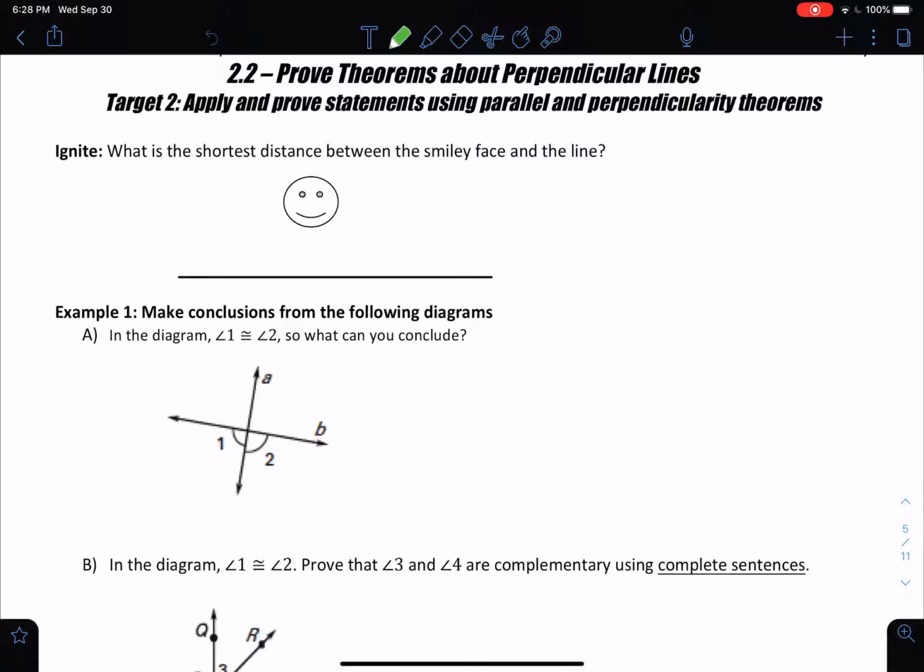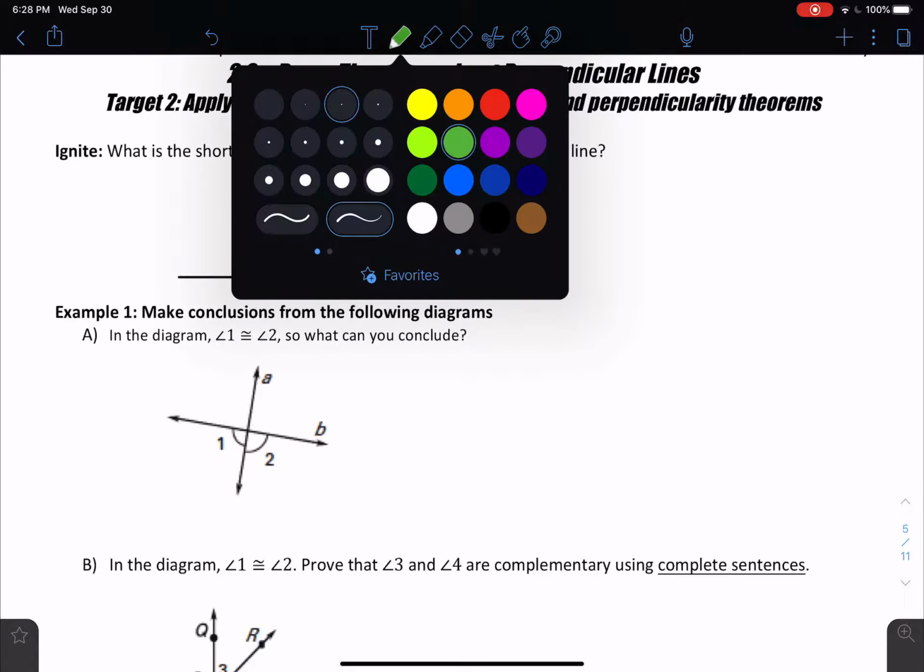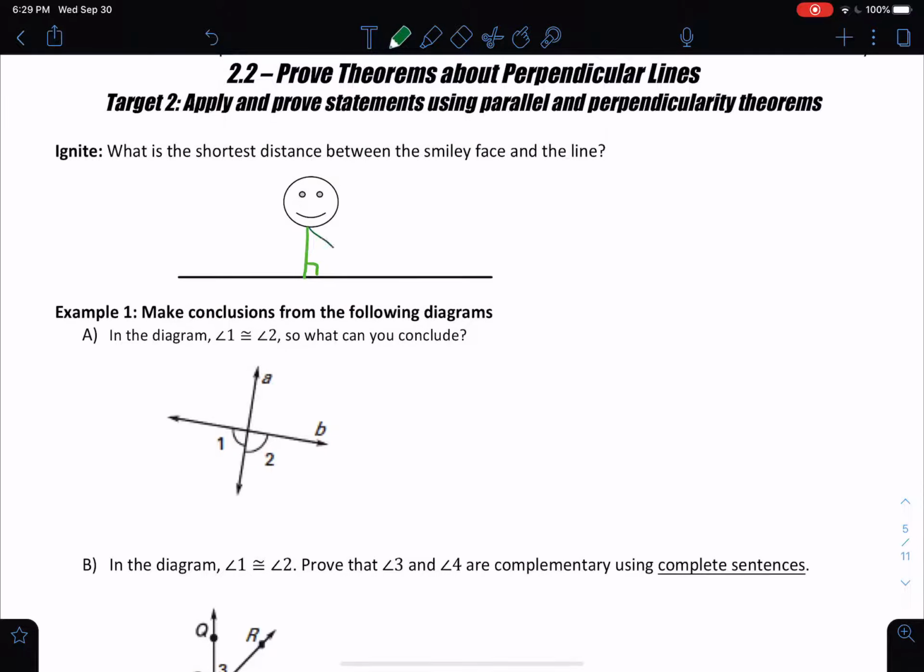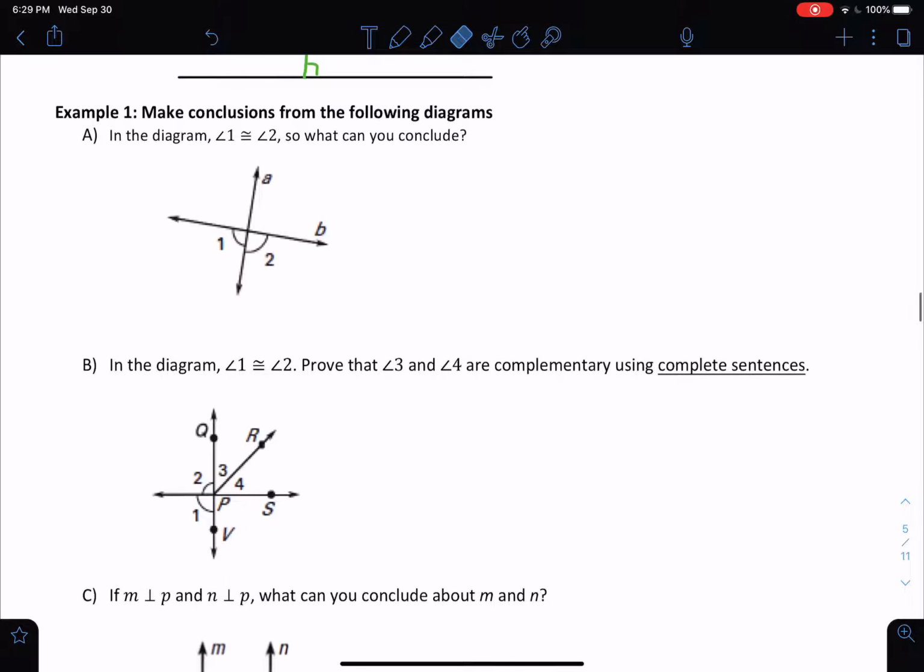Alright, to start us off, this is a diagram we're going to see a couple times this unit. What's the shortest distance between the smiley face and the line? The shortest distance is going to be a line that goes straight down and is perpendicular. It's not going to be a line that starts at the smiley face and goes diagonally down to the line. The shortest distance between two points is going to be a straight line. Drop it down perpendicular.